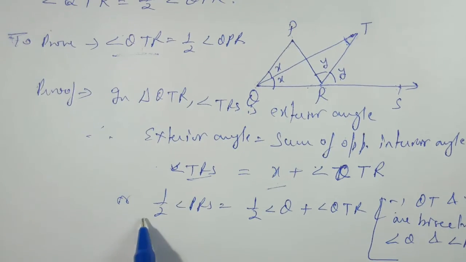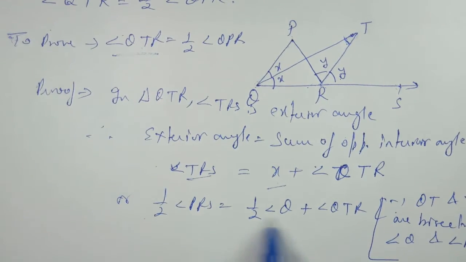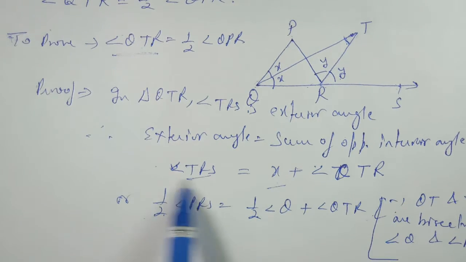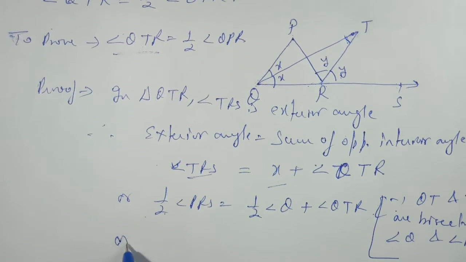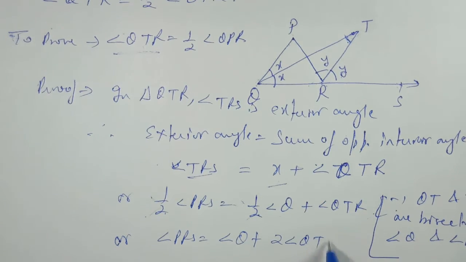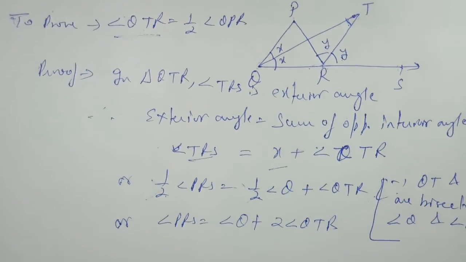Now for an easy way, what we are doing is removing the denominator 2. We multiply the whole equation by 2. When we multiply by 2, the 2 will be cancelled, so it will be angle PRS. Here also when we multiply by 2, it will be cancelled, we get angle Q. When we multiply by 2, we'll get twice of angle QTR. We can write it as.